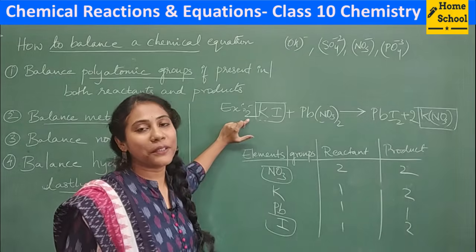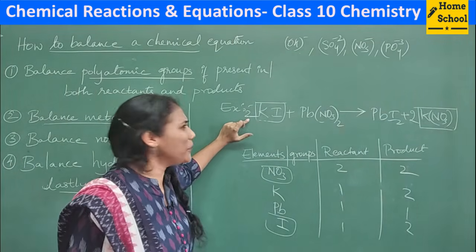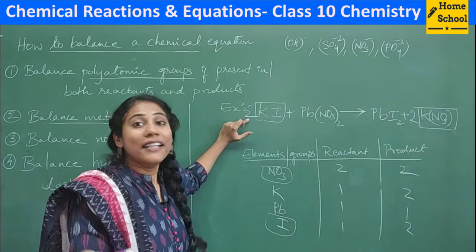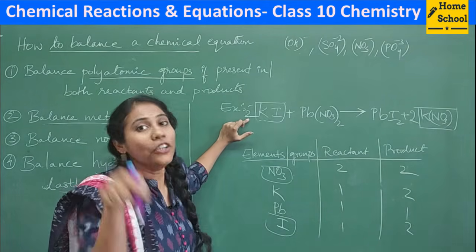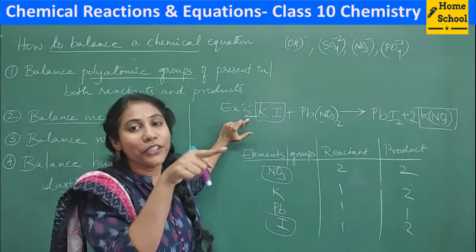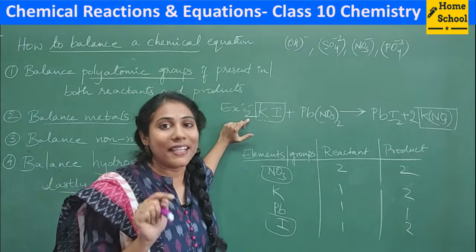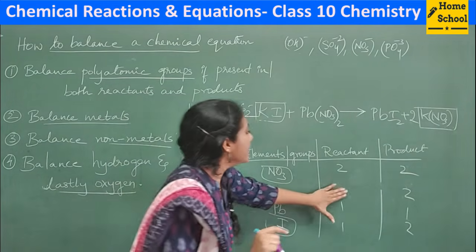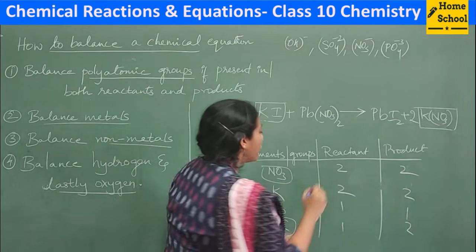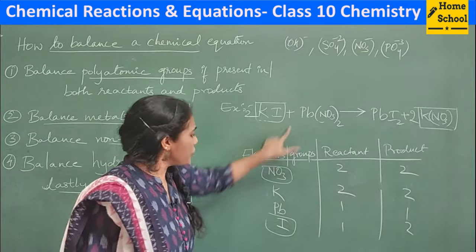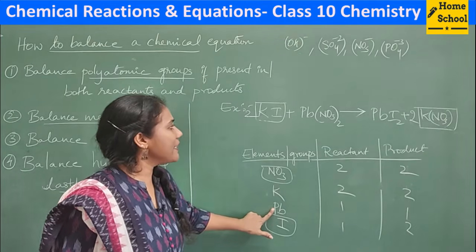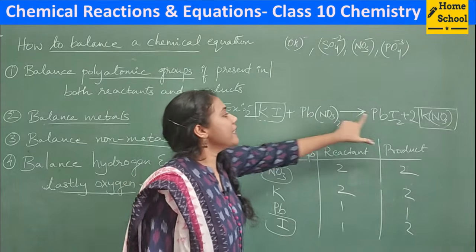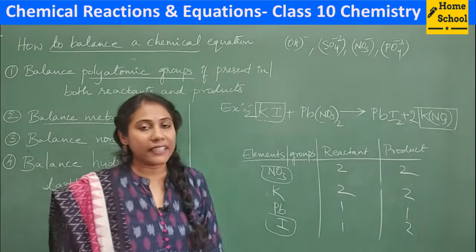So you will start putting the digit 2 onwards. If you put 1, no use. So put 2, check whether it is balanced or not. If not balanced after putting 2, put 3. That way you have to check whether it is balanced or not. Okay. So after putting 2 here, now in the reactant side also you have 2 potassiums. Now check lead whether it is correctly present or not. Lead in the reactant side, 1 atom is there. In the product side also, 1 atom is there.